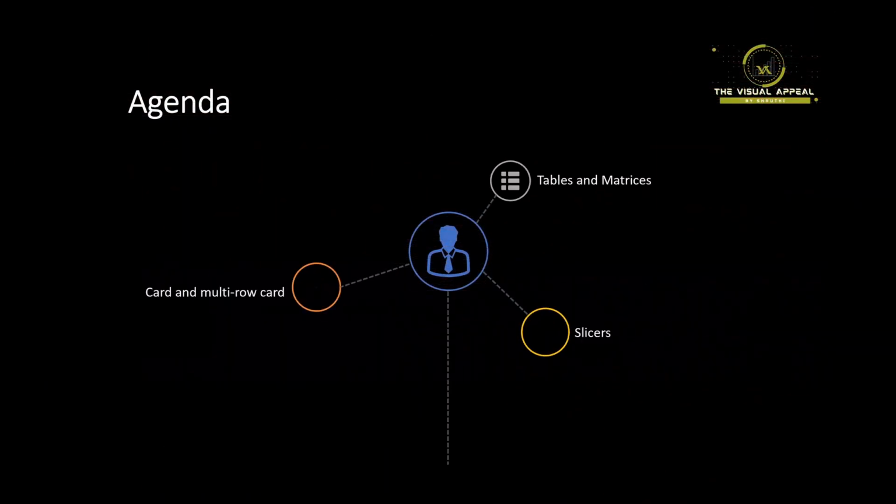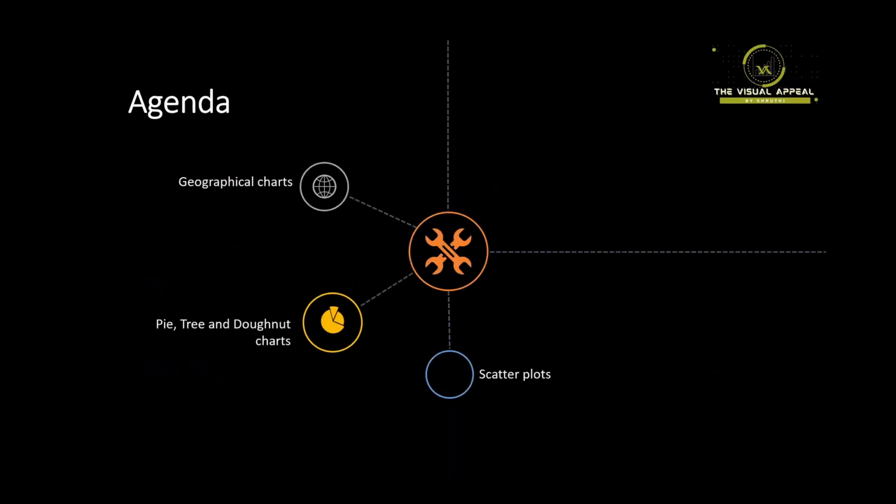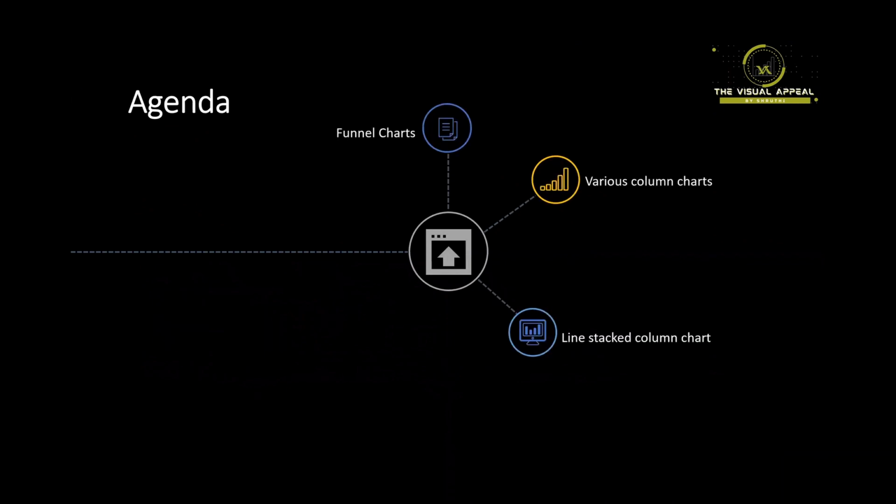Before we start counting calories again, here's a bird's eye view of what we will be covering in this episode. We will visualize the data in terms of tables and matrices. We will use card and multi-row card along with slicers. We will also use geographical charts, pie, tree, donut charts, and scatter plots to create beautiful dashboards. We'll finally end with creating funnel charts, column charts, and line stacked column charts. I hope you guys are excited.